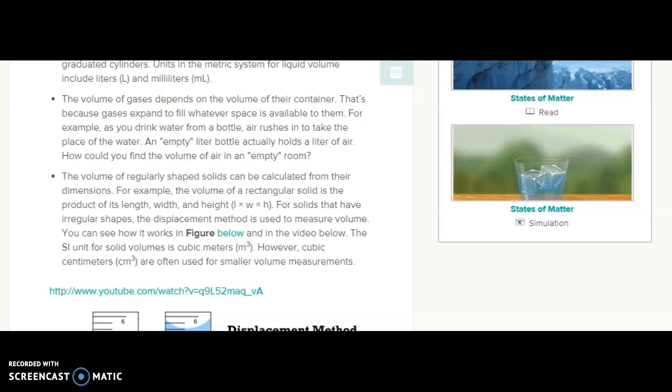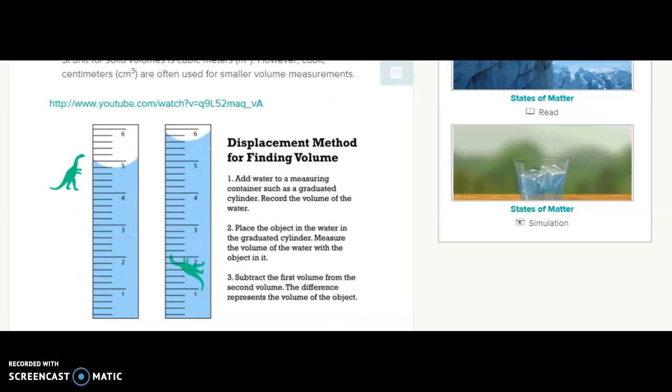The volume of regularly shaped solids can be calculated from their dimensions. For example, the volume of a rectangular solid is the product of its length, width, and height, L times W times H. For solids that have irregular shapes, the displacement method is used to measure volume. You can see how this works in the figure below and in the video below. The SI unit for solid volume is the cubic meter. However, cubic centimeters are often used for smaller volume measurements. Be sure to watch the video.